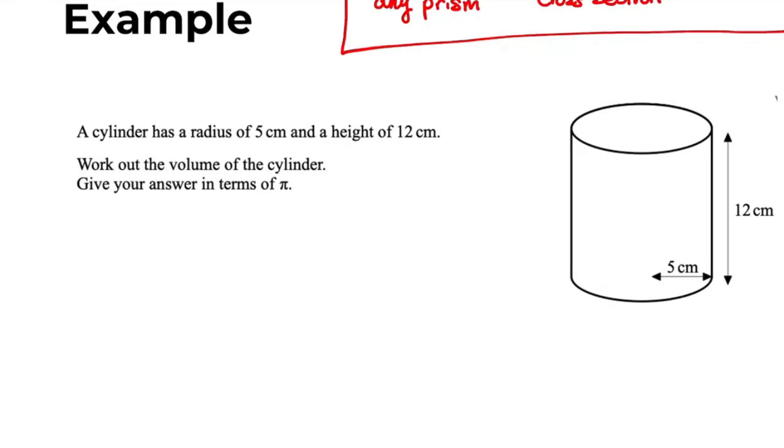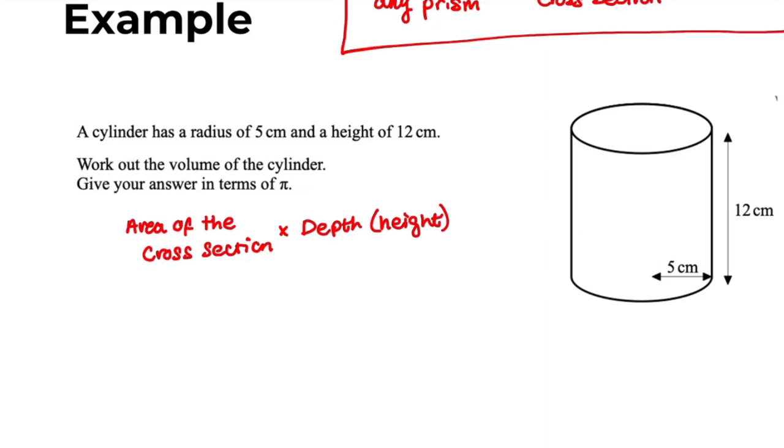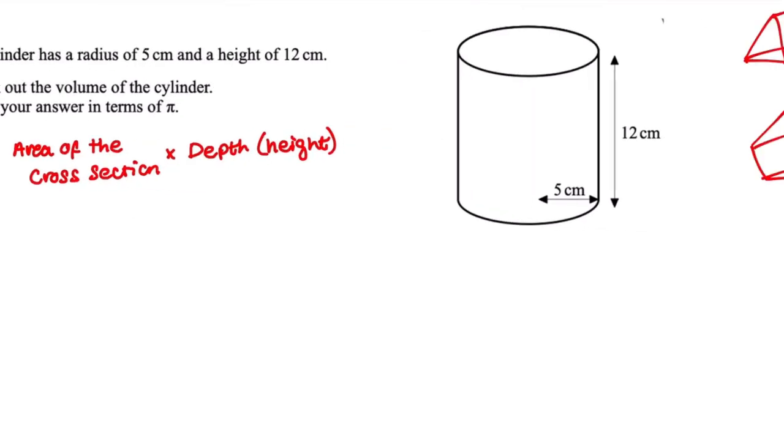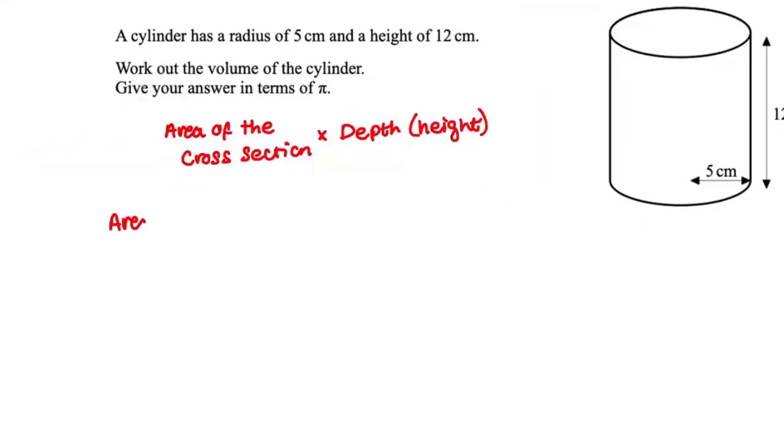Work out the volume of the cylinder, giving your answer in terms of pi. Again, it says give your answer in terms of pi, which is telling you you don't need a calculator to do this. So for this, you're going to do the same exact thing. You're going to do the area of the cross section, and then you're going to multiply it by the depth, or the height. So if we have a look now, area of a cross section, the cross section is just the 2D shape that is being stretched. And the cross section in this case is a circle. The circle is the main 2D shape that you can see. So we're going to work out the area of the circle.